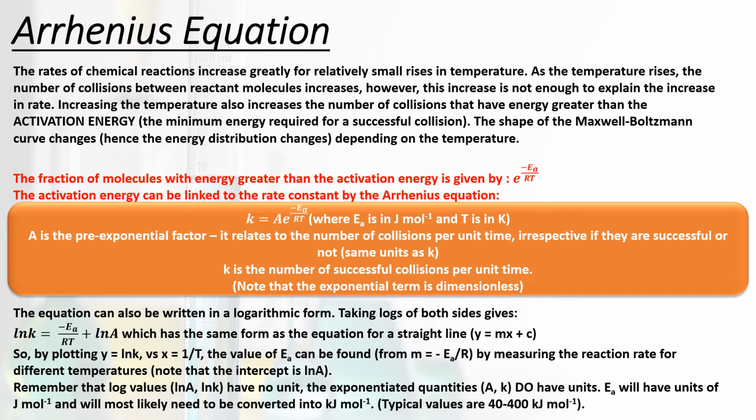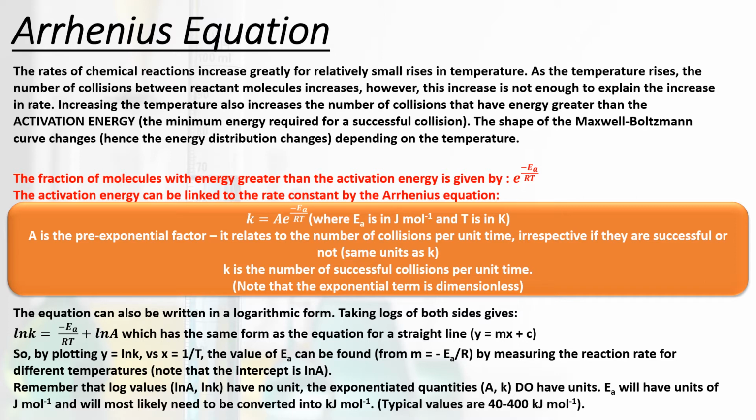Now A is the pre-exponential factor. We've said that this exponent that we have in the equation is the fraction of molecules with energy greater than the activation energy. This A relates to the number of collisions per unit time, irrespective of whether they are successful or not. So A is literally telling you how many collisions are happening per unit time. It doesn't matter whether those collisions are successful, i.e. whether they collide in the correct orientation, whether they have enough energy. It's just simply how many collisions are happening.